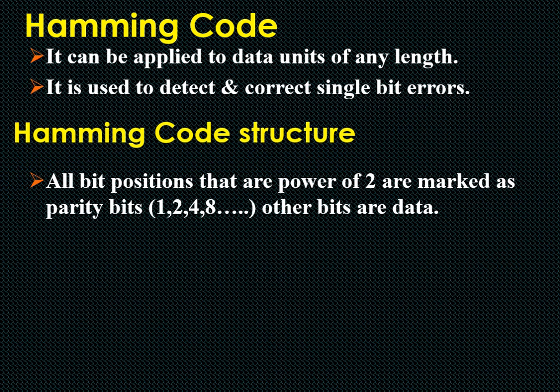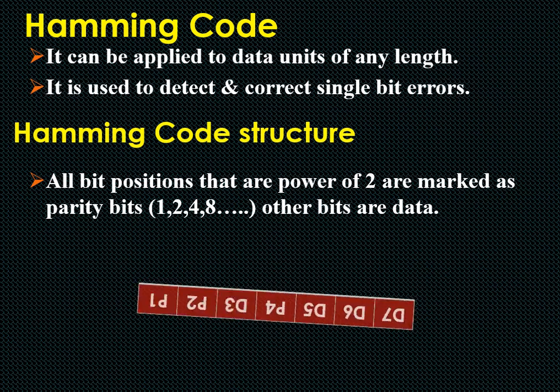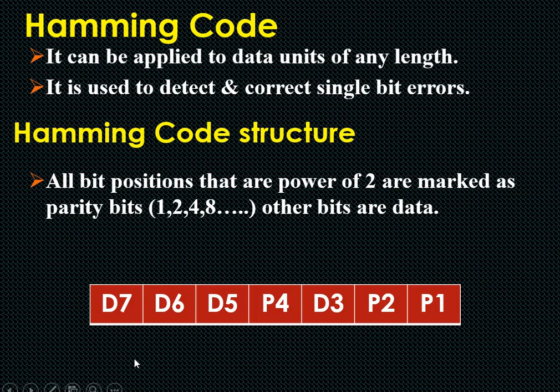That is 2 power 1, 2, 4, 8, like that. Other bits are for data to be encoded. The Hamming code structure can be written by using these points. So let us take D7, D6, D5, P4, D3, P2 and P1. So if we take this 7-bit Hamming code structure, it will look like this.